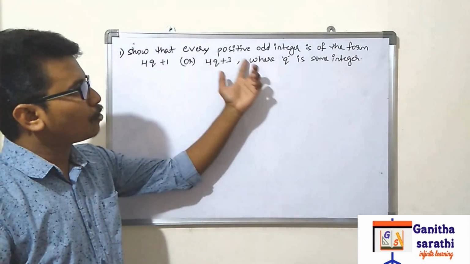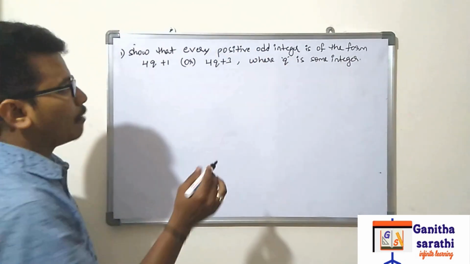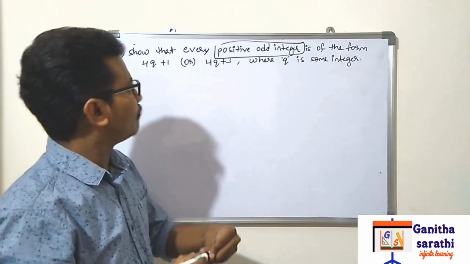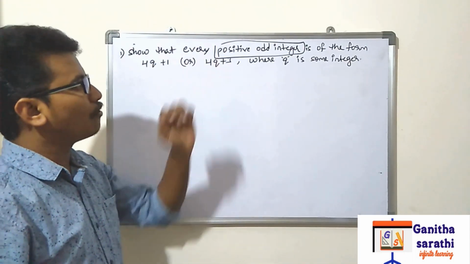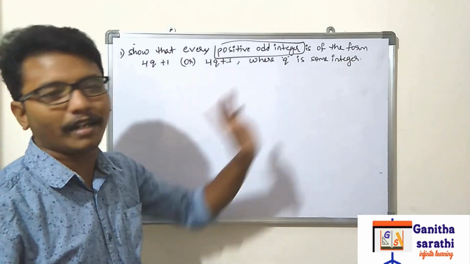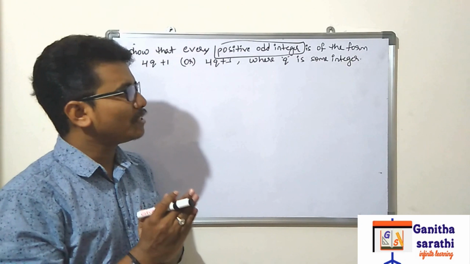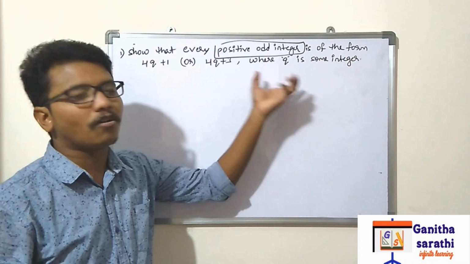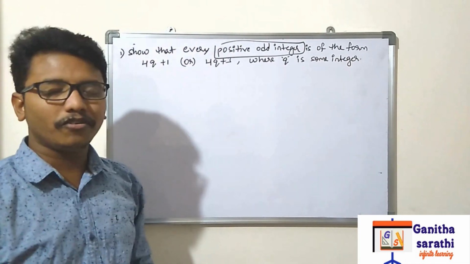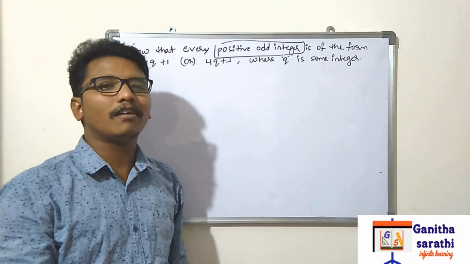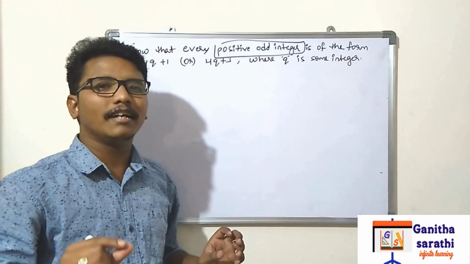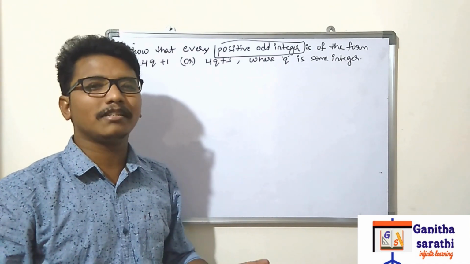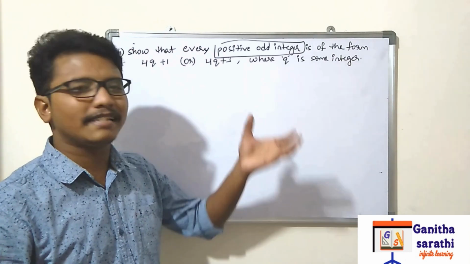Show that every positive odd integer is of the form 4q plus 1 or 4q plus 3, where q is some integer. Q is some integer, and definitely we should take it positive. Why? Because he is asking for a positive odd integer. First of all you need to know the difference between an even number and an odd number. Even number means it is divisible by 2, odd number means it is not divisible by 2. That basic thing we will use here.